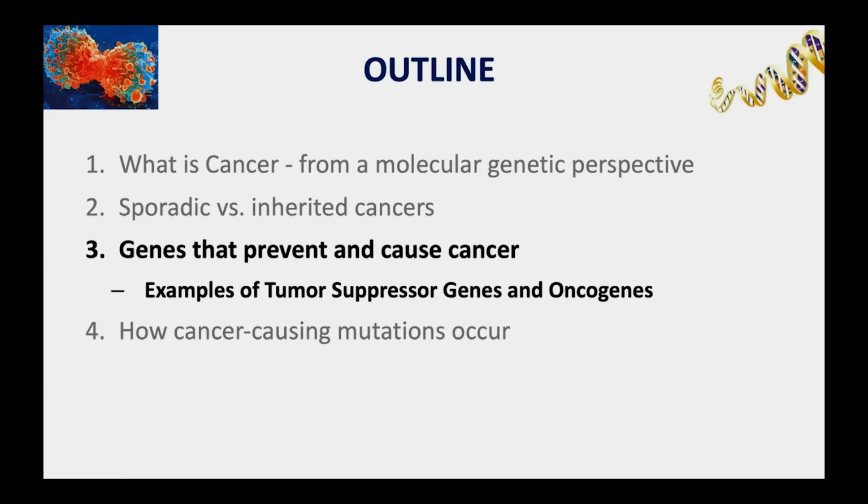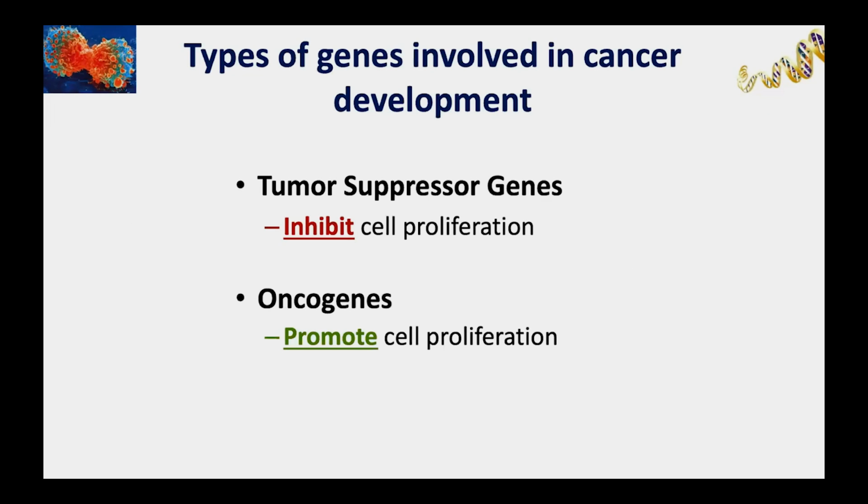Okay, so now we're going to talk more specifically about the types of genes that are involved in cancer development. What type of genes are involved? Well, these genes can be divided into two broad categories. We talk about tumor suppressor genes, which, as the name suggests, encode proteins that inhibit cell proliferation. They suppress tumor growth. That's their normal function in our bodies: to inhibit cell proliferation and prevent tumor formation.